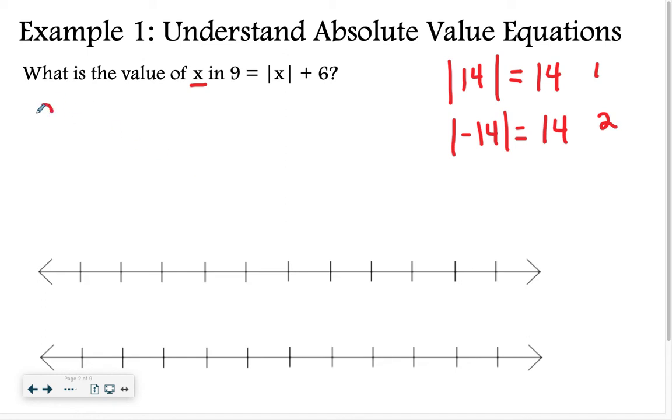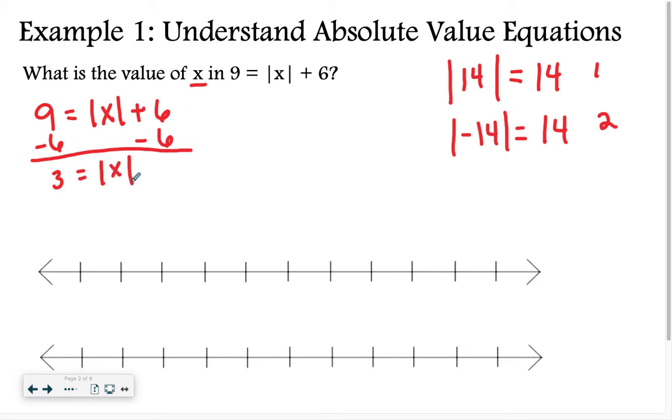So if I have 9 equals the absolute value of x plus 6, my first step in solving any absolute value equation is you always want to get the absolute value by itself. So my first thing I'm going to do is I'm going to say minus 6 and minus 6, because that way I'm left with 3 equals the absolute value of x. Now that I have the absolute value of x equals a number, I know that I have two possible answers that can fill in here.